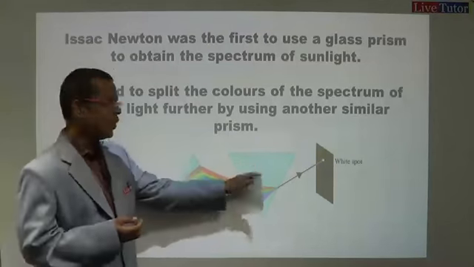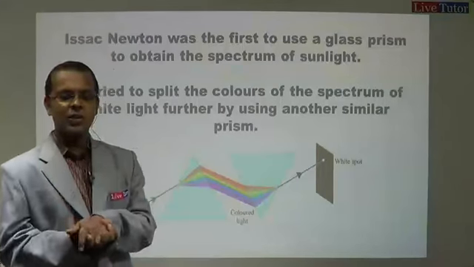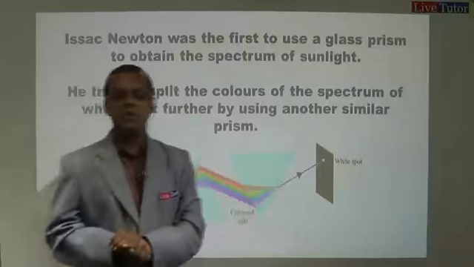Then he started rotating the prism. He kept on rotating the prism. So at one stage you could see that no color is coming out of the prism. Where?